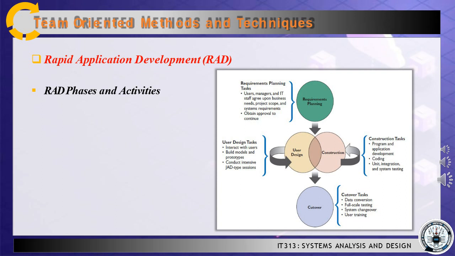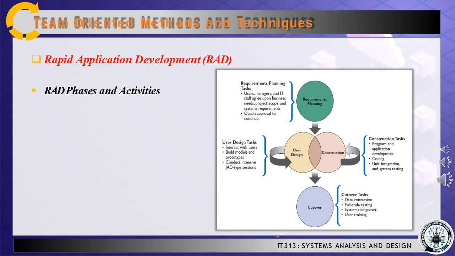The RAD model consists of 4 phases: requirements planning, user design, construction, and cut-over. The requirements planning phase combines elements of the systems planning and systems analysis phases of the SDLC. Users, managers, and IT staff members discuss and agree on business needs, project scope, constraints, and system requirements. The requirements planning phase ends when the team agrees on the key issues and obtains management authorization to continue.